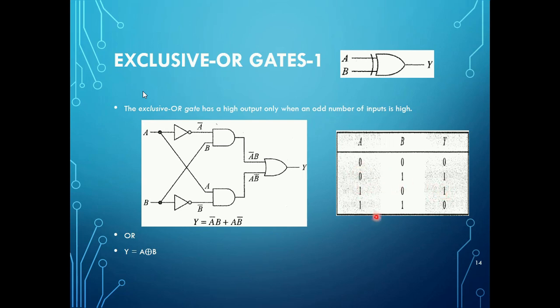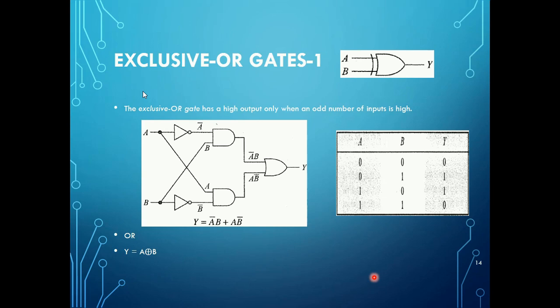So suppose here A and B is 1, 1, output is 0. Suppose I take a three input exclusive OR gate. So you have input as A, B, C. In that case, I provide 0, 0, 0 as the input. Output will be 0. Next case 0, 0, 1. If you see, in the next case 0, 0, 1 means one single odd input you have. So that's why output will be high.